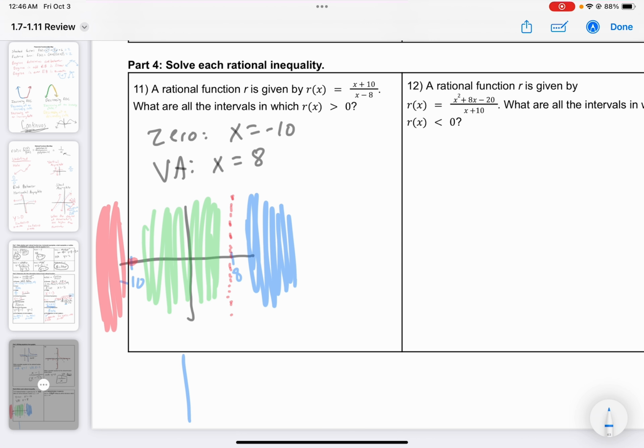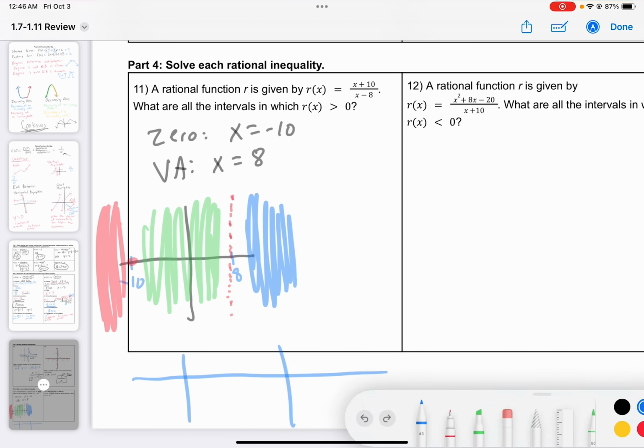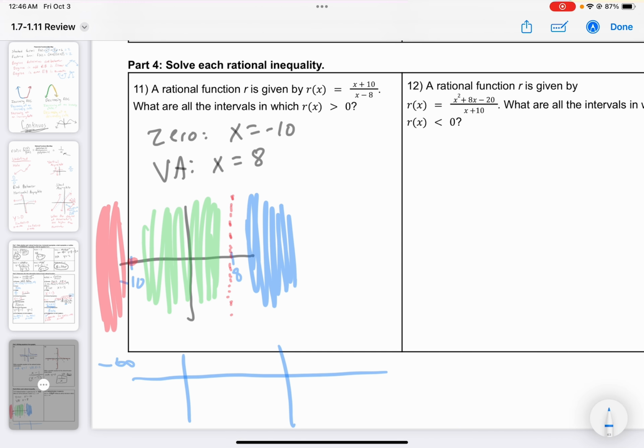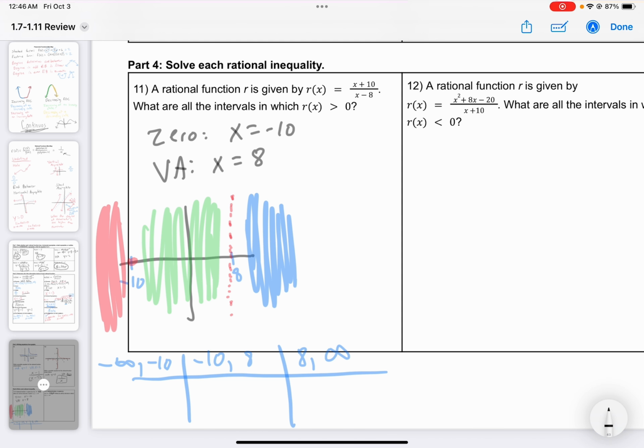Well, these little charts are popular. I've tried to avoid having you do them, but it's really the best way to do these. We want to know what's happening from negative infinity to negative 10, from negative 10 to positive 8, and 8 to positive infinity. All right, so now I can just pick a number between negative infinity and negative 10, literally any number. How about negative 20? And I substitute it in.